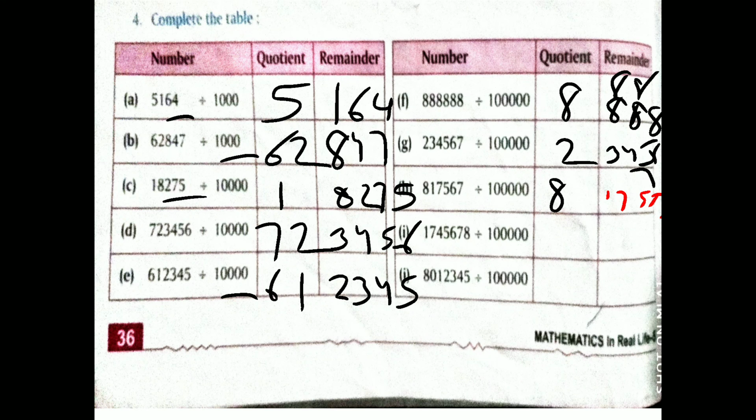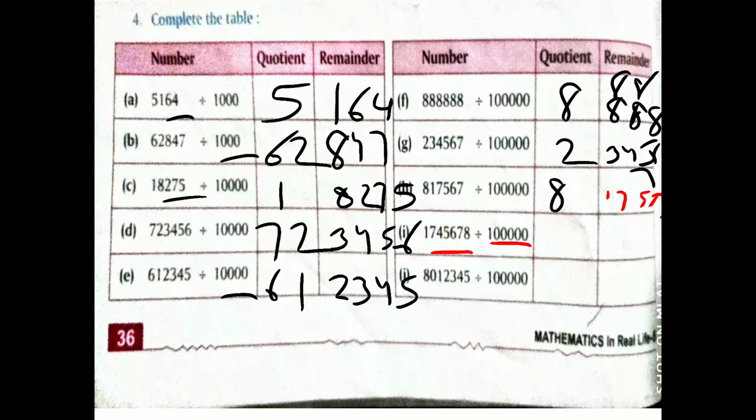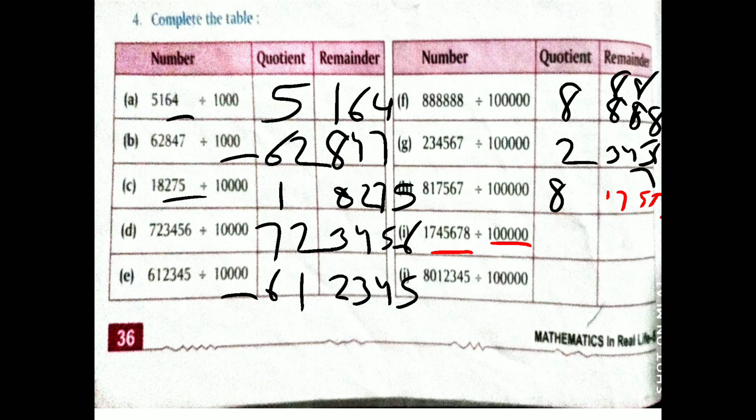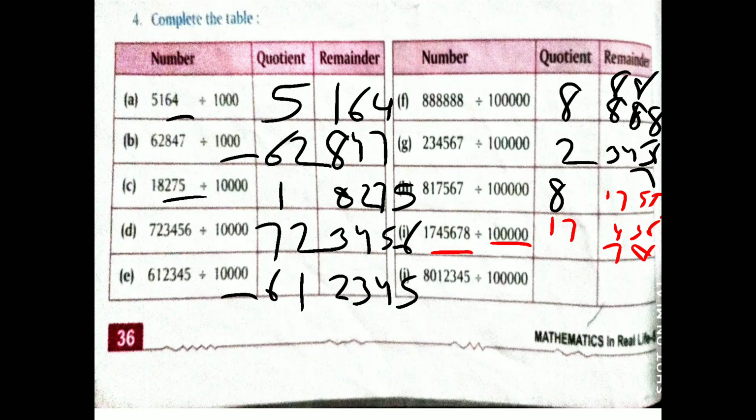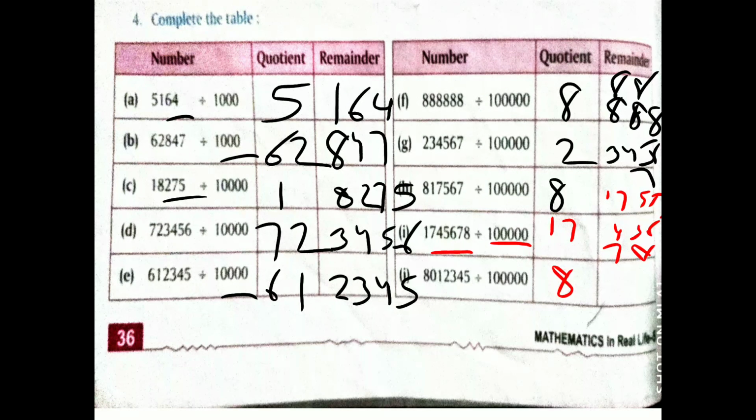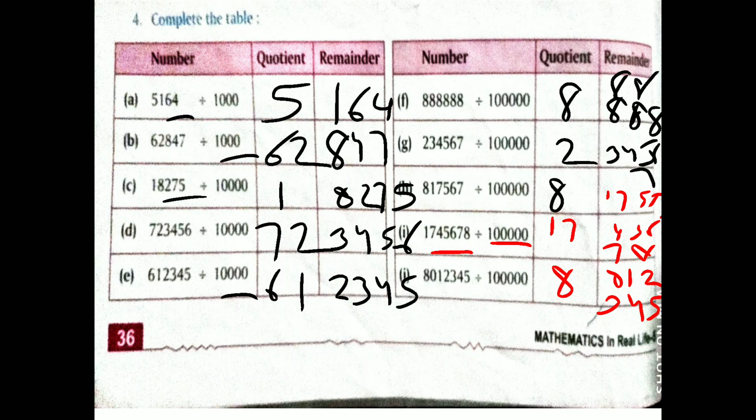Similarly, 2 parts you have to do by yourself. I am not doing them. It's very easy. If there are 5 zeros, then you have to separate 5 digits from it. Suppose the 5 digits are 4, 5, 6, 7, 8. So here will come 4, 5, 6, 7, 8, and here comes 17. Then 8, and here come 0, 1, 2, 3, 4, 5. Clear? However many zeros there are, that many digits you have to separate from the number and put in the remainder. This is the way of doing question 4.